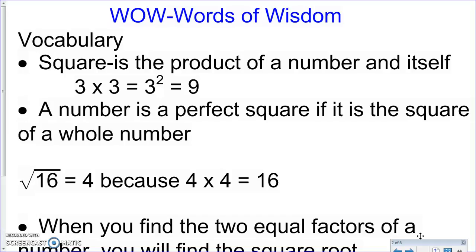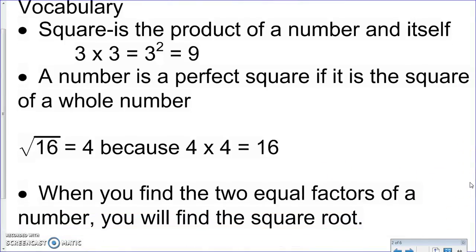The square root symbol looks like the division house, except it has the little check mark in front of it. So you can see it over the 16 right there. So that means the square root of 16. The square root of 16 is 4 because 4 times 4 equals 16. When you find the two equal factors of a number, you will find the square root.